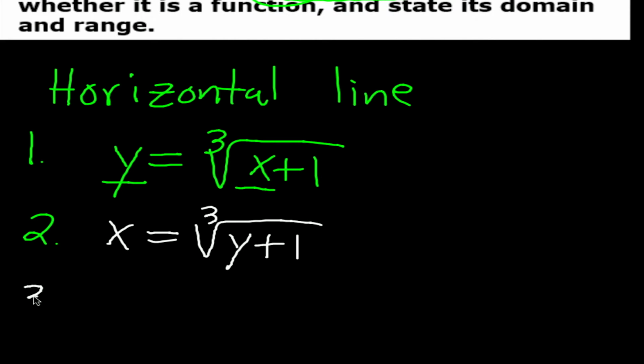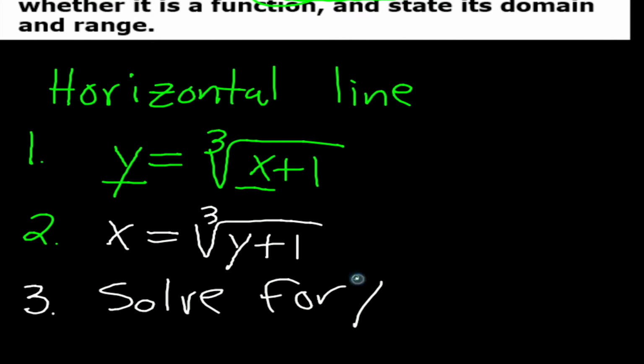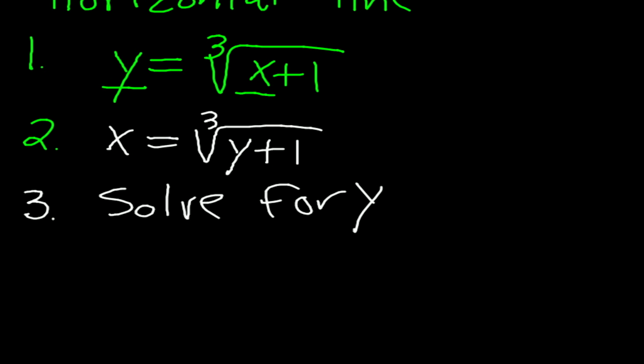All right, step number 3 now is I want to solve this for y. And once I do that, that's going to give me my inverse function. So now I'm going to change colors again. All right, so I want to solve this for y. So I'm going to take the function after I've switched out the x and the y. X is equal to the cube root of y plus 1.